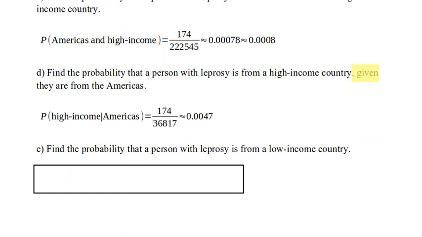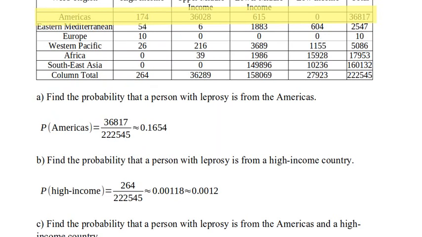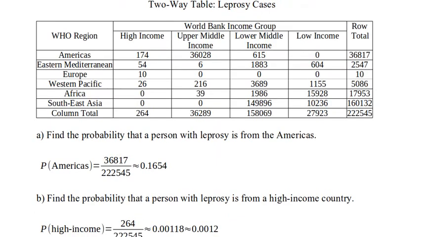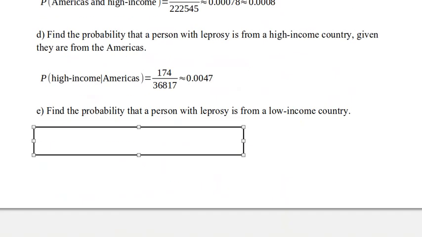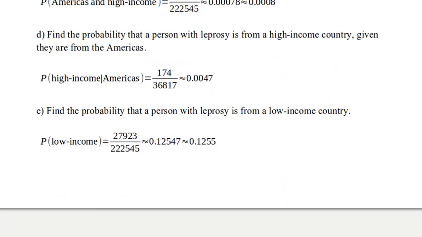Find the probability that a person with leprosy is from a low-income country. So this is not a given probability. It's just asking that someone randomly selected with leprosy is from a low-income country. So now we're only interested in the total of the low-income countries. Here they are. Let me scroll up so we can see the top of that table. 27,923 is our numerator. The denominator is everyone, and we perform that division and round to 4 decimal places.